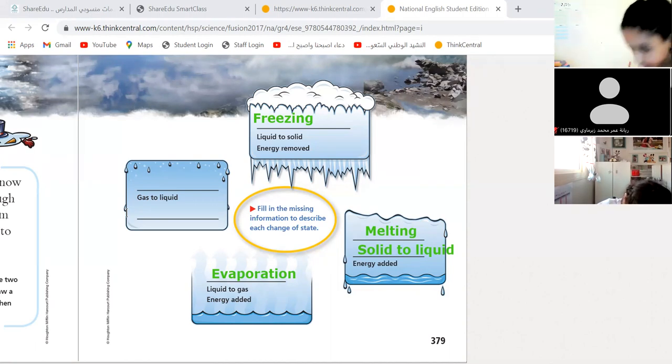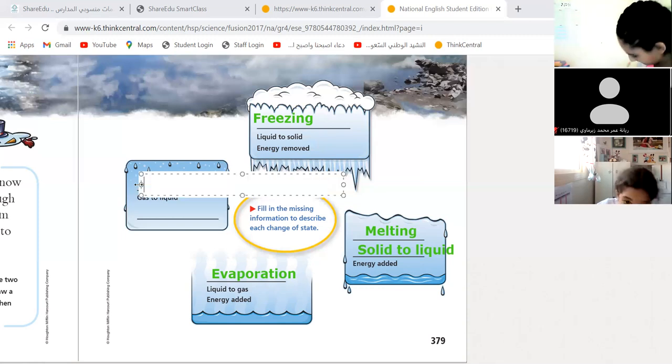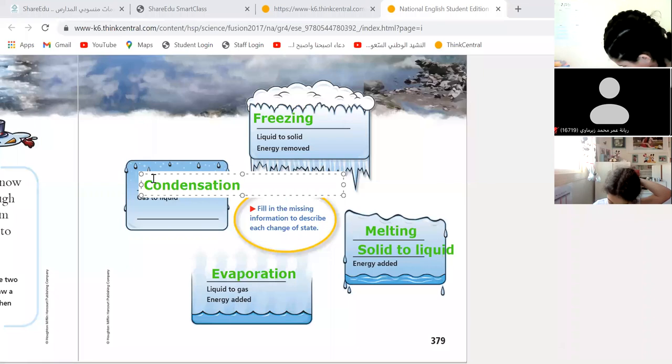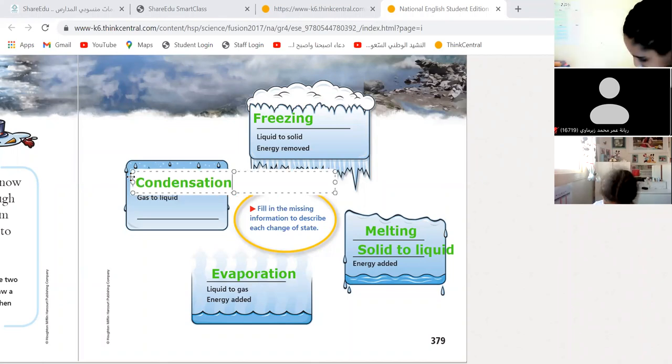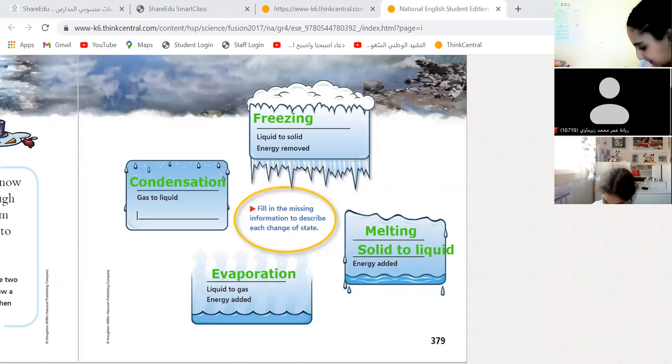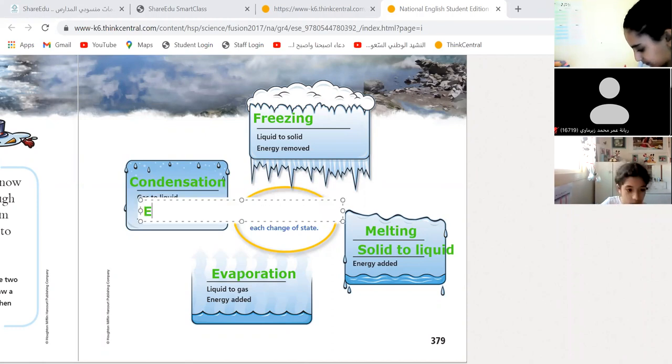Condensation? Excellent, condensation. And in condensation, Bushra, did you take away heat or did you add heat? Did you take away energy, or did you add energy? Take away? Excellent. You removed the energy because it is the opposite of evaporation. Thank you, Bushra. So, energy removed.